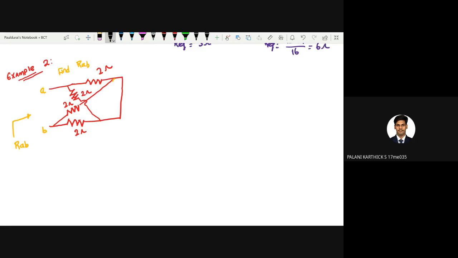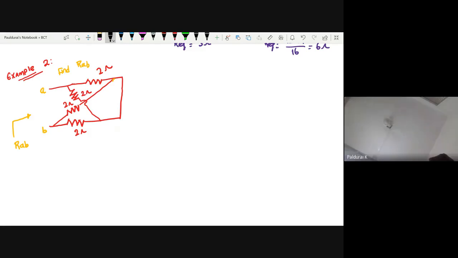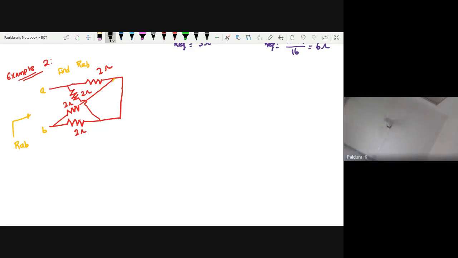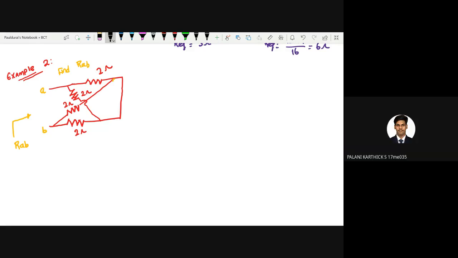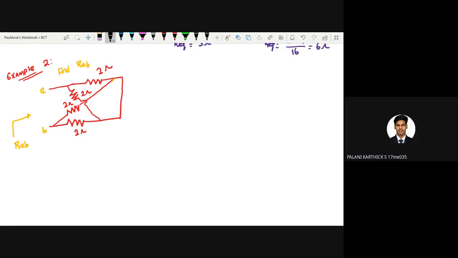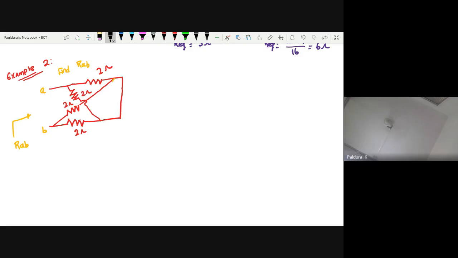So it's 2 ohm. Who is that? Sir, Palani Karthik, sir. Okay, thank you. Fathers? 2 ohm, sir. Yes, 2 ohms, sir. Shall we solve? Okay, now I will solve.